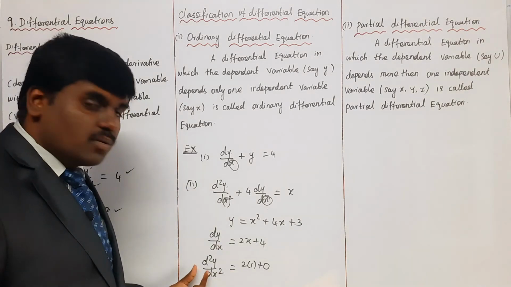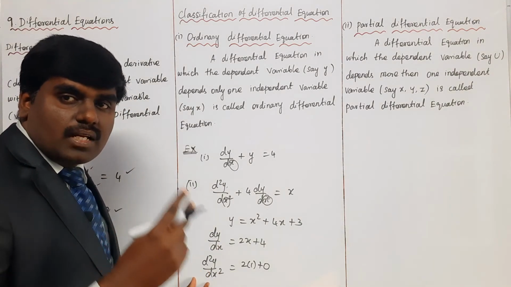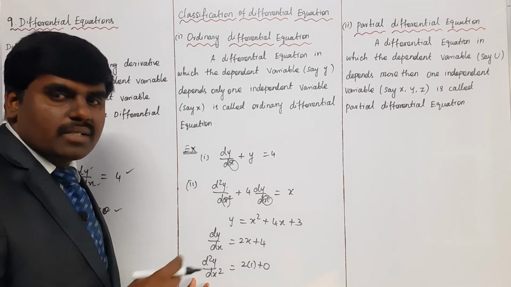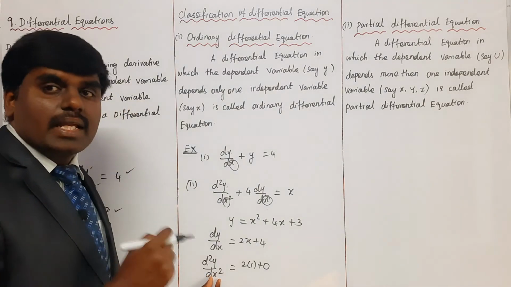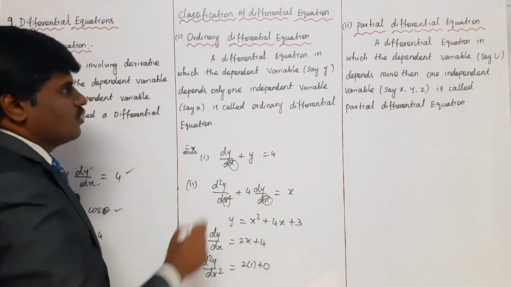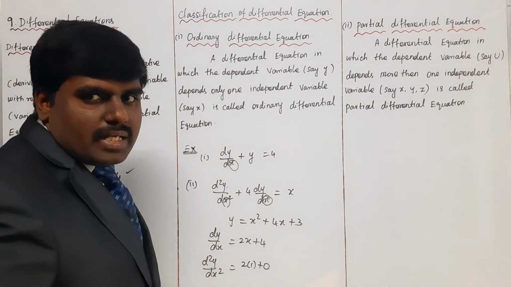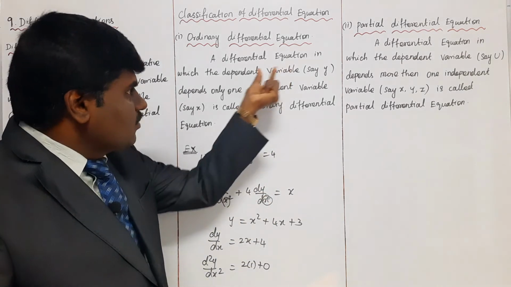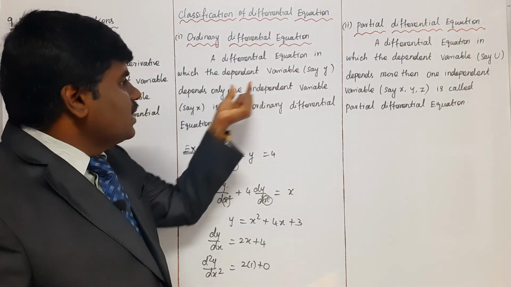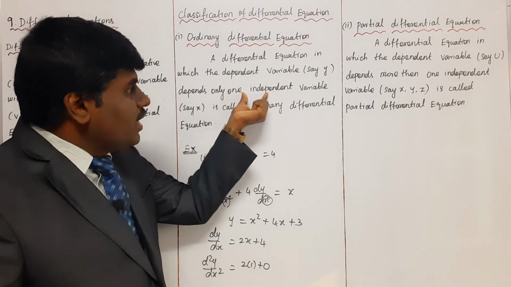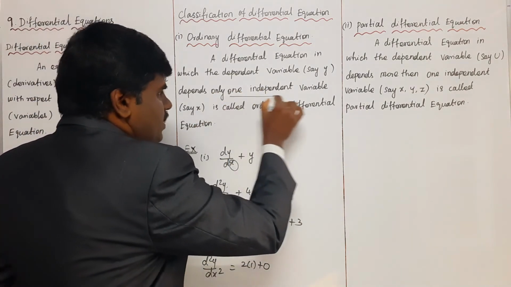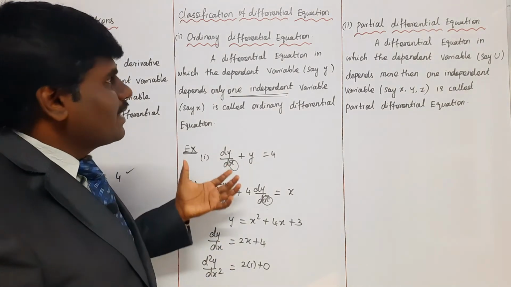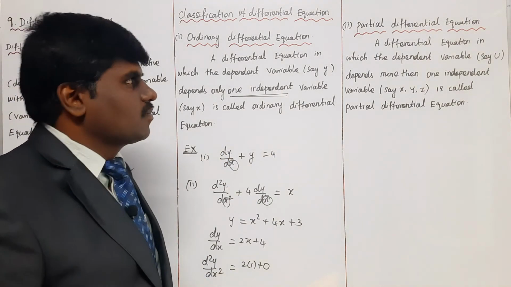This is the meaning of two-time differentiation, not two dependent variables. Is that clear? It is for only one independent variable. So an ordinary differential equation is a differential equation in which the dependent variable depends on only one independent variable.